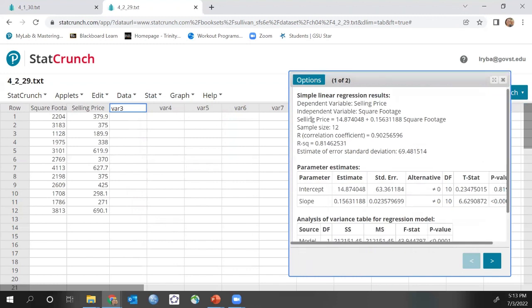Kind of recapping here, I have my equation. My selling price can be calculated by 14.87 plus 0.156 times square footage. I have 12 values. Here's my correlation coefficient, 0.9. Okay, so it's going to be pretty strong. My data is pretty close to the line. I've got an 81% here for R squared. So 81% of the variability of Y can be explained by the line. That would leave 19% of the variation explained by some other factors.